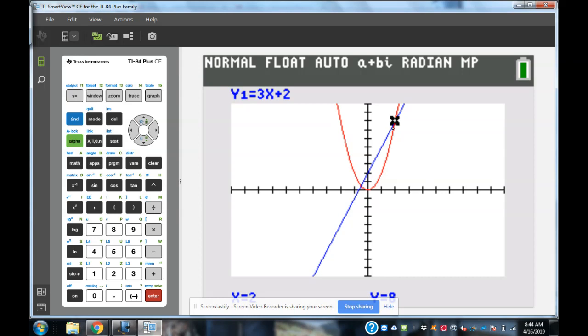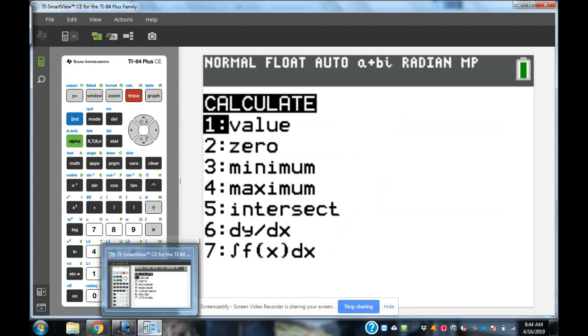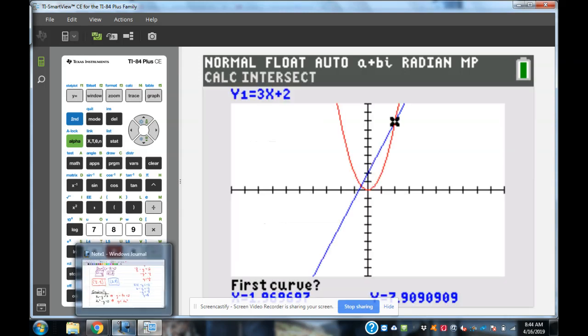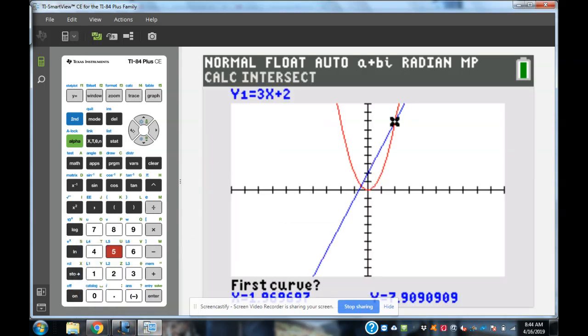Now, here's the great thing about your graphing calculator. It will actually find those intersections for you. So if you hit second trace, in the calculate menu, number 5 is an intersect tool. So I'm going to select that. And it's going to ask you which one's the first curve. And notice how it's got Y1 selected. That's the one I want to look at. And then Y2 is the second curve.